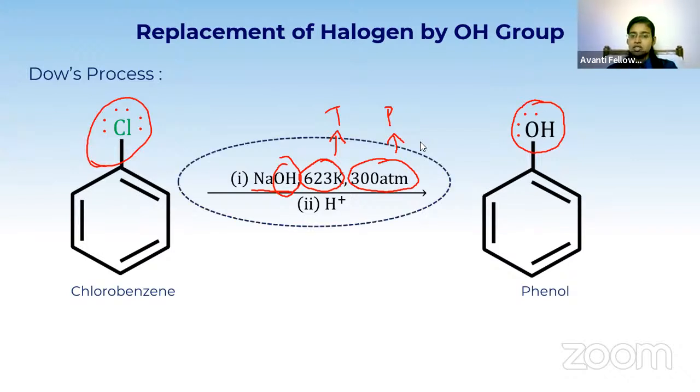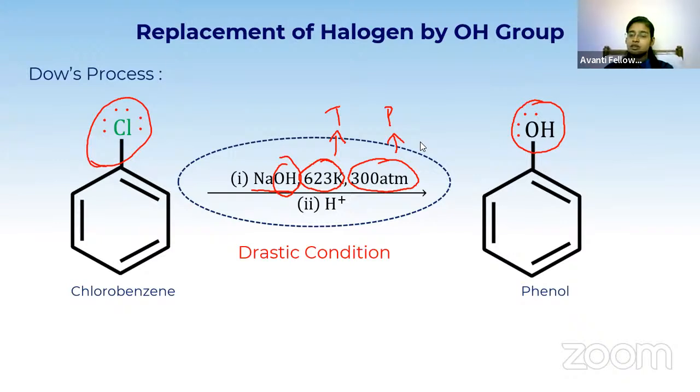So this is the reaction condition. The reaction condition is very drastic. Drastic means very high temperature and pressure. Only at this particular high temperature and pressure can we substitute the nucleophile on the haloarenes.